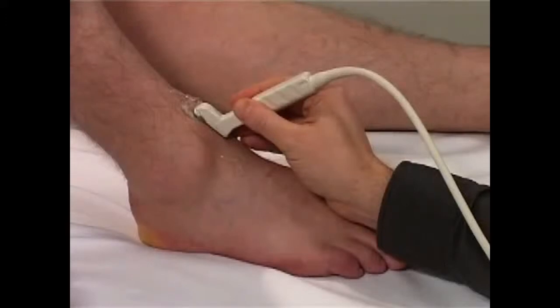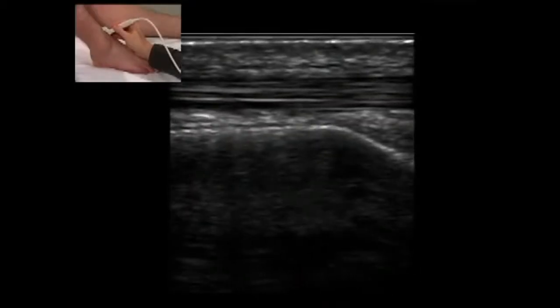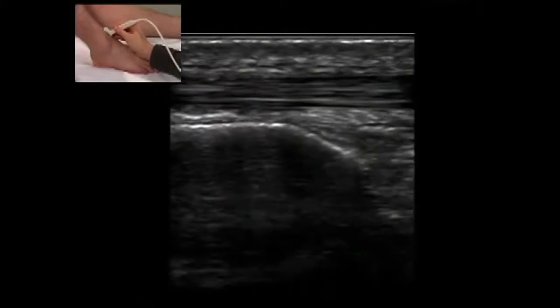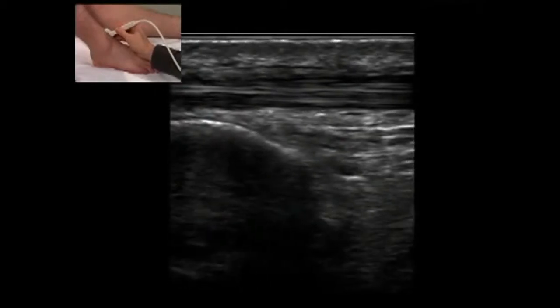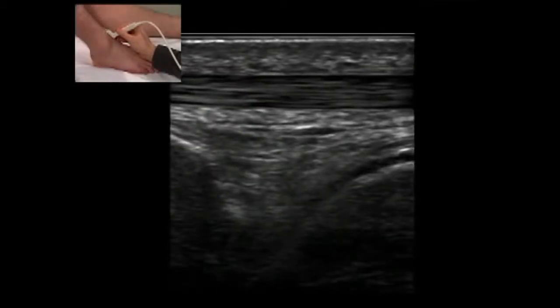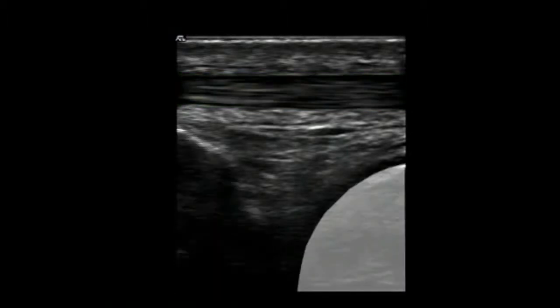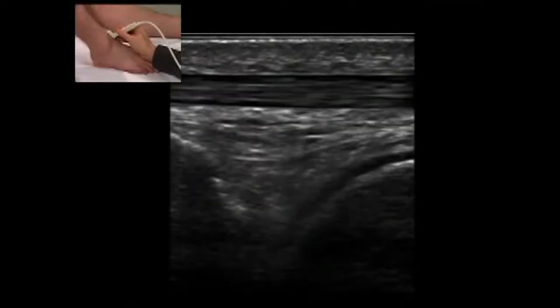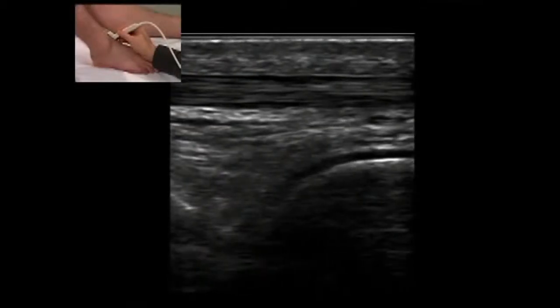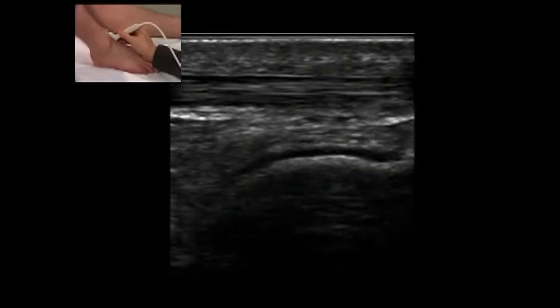Patient sits with knee flexed and sole of foot on couch. The transducer is placed longitudinally over the anteromedial aspect of the ankle joint. Tibialis anterior is readily identified as the largest and most medial of the anterior tendons. Tibialis anterior, tibia, and dome of talus with overlying cartilage are visualized. Tibialis anterior may be followed to its insertion on the navicular bone.